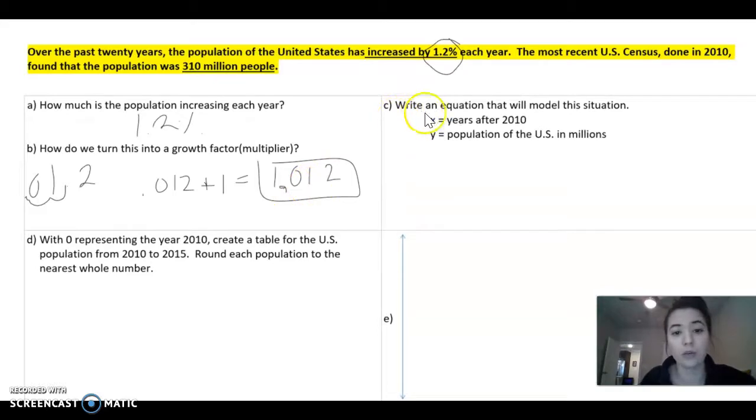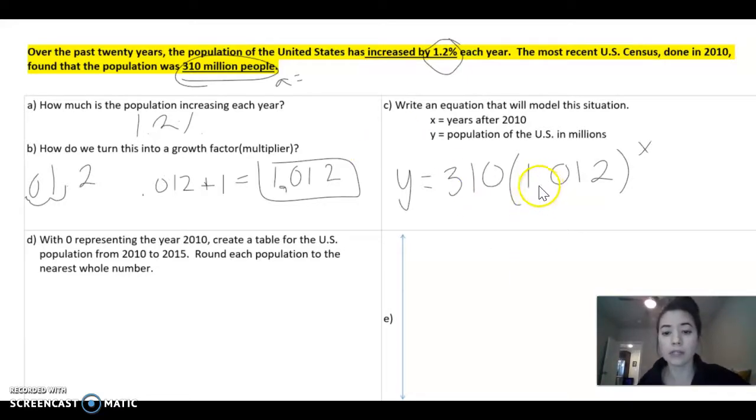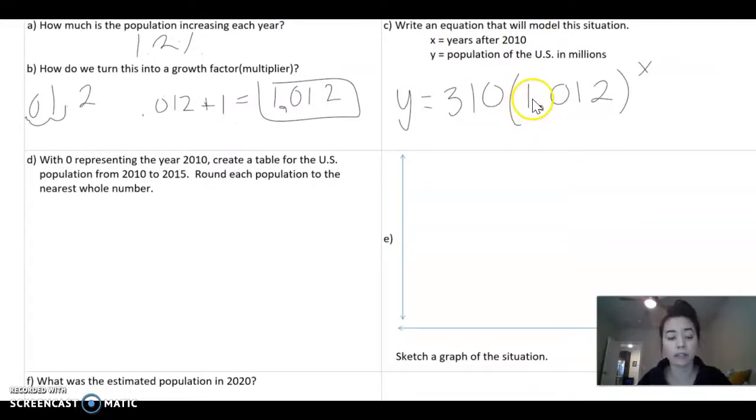So we can do C, write an equation that would model this situation. We're going to write the exponential equation. We have y equals, how many people did we start with? 310 million people. So I'm just going to write 310 and understand that we're doing this in millions of people. My multiplier was 1.012 to the x. So now we can use this to figure out what our population is going to be 1 year later, 2 years later, 3 years later, 4 years later.